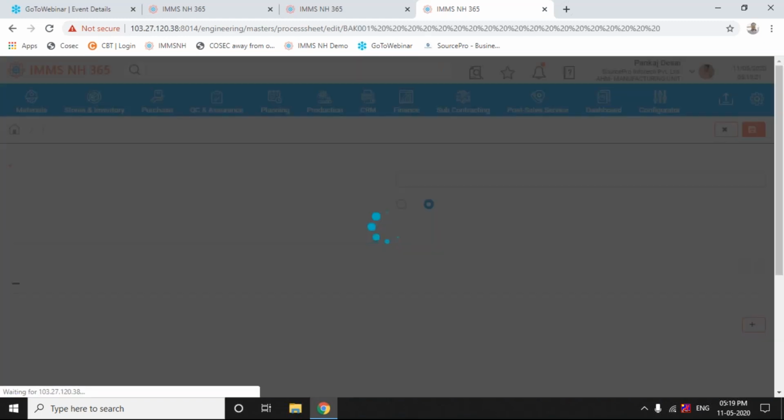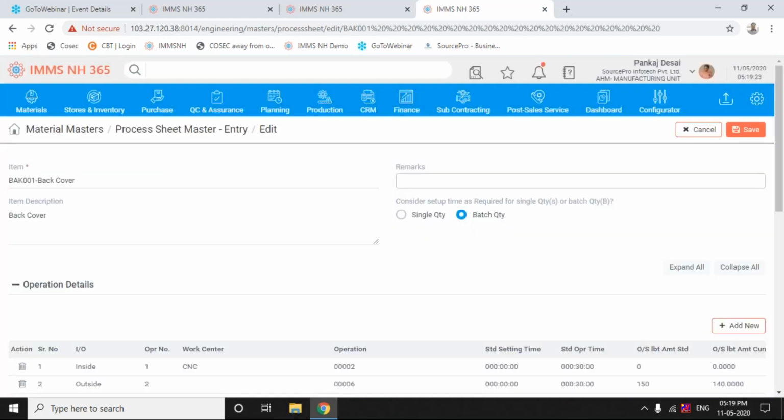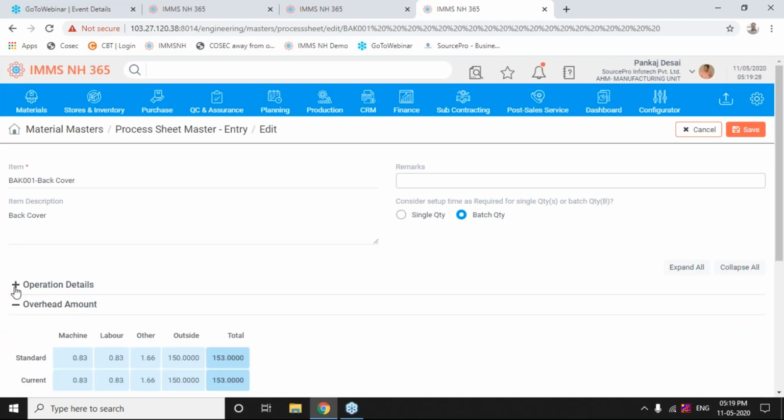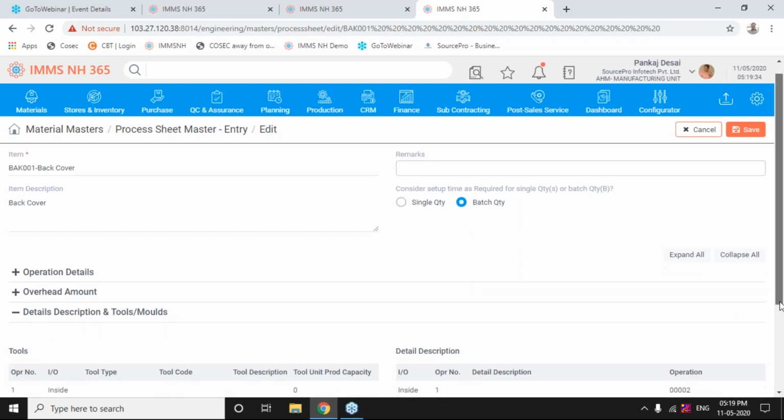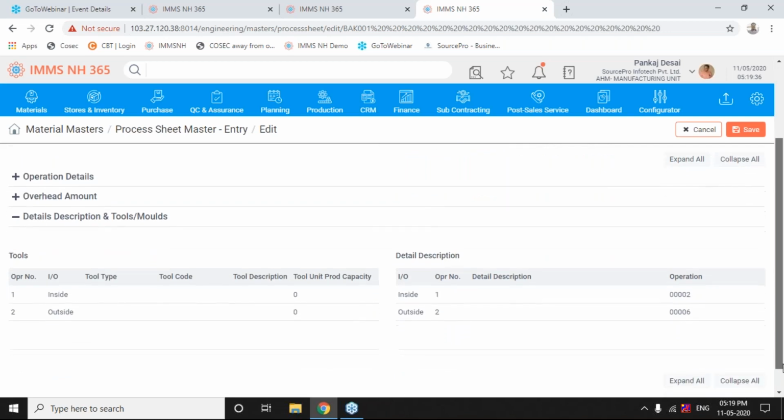In the process sheet, we also have the facility to define a detailed description and tools and modes.